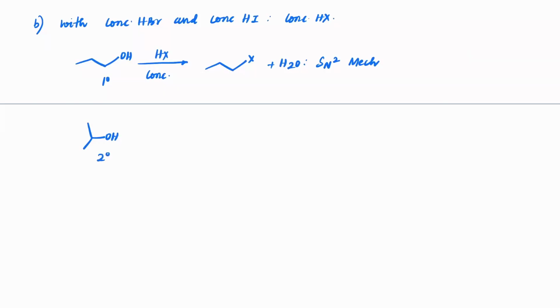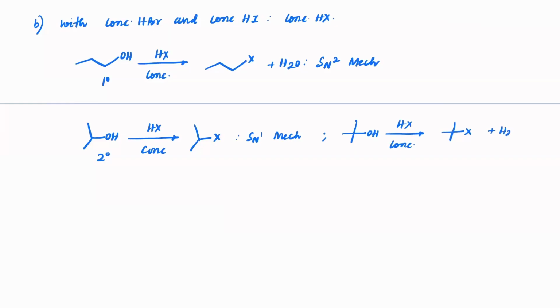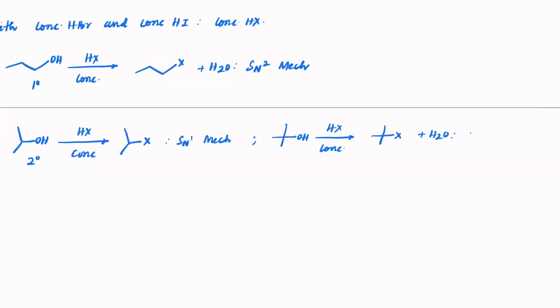If it is a 2 degree alcohol, then you treat with HCl, HBr or HI, then it will give you X here via SN1 mechanism. This is via SN1 mechanism. Similarly, if you have a 3 degree alcohol plus HX concentrated, then you will get this as X plus H2O. This is via SN1 mechanism again.